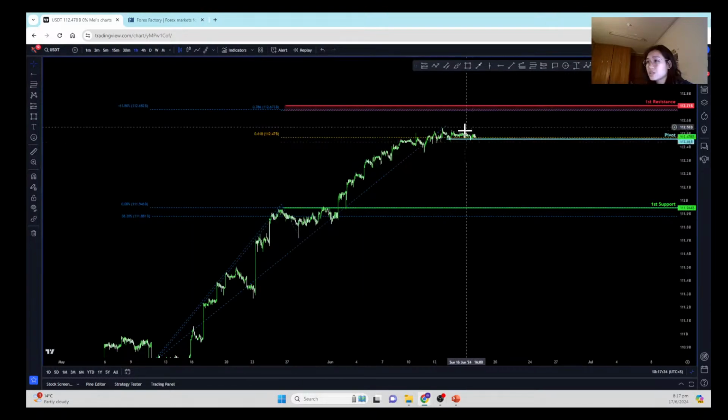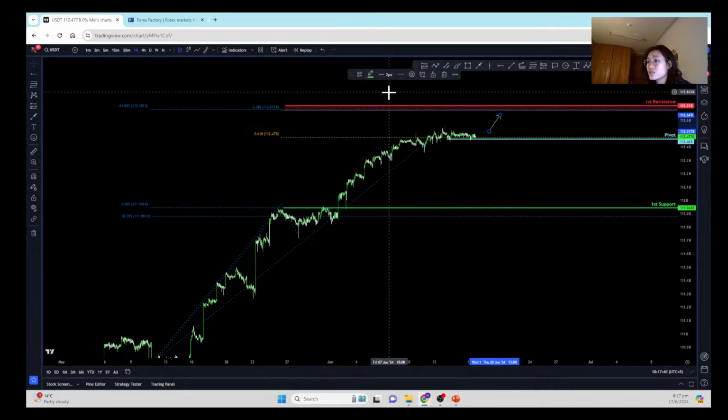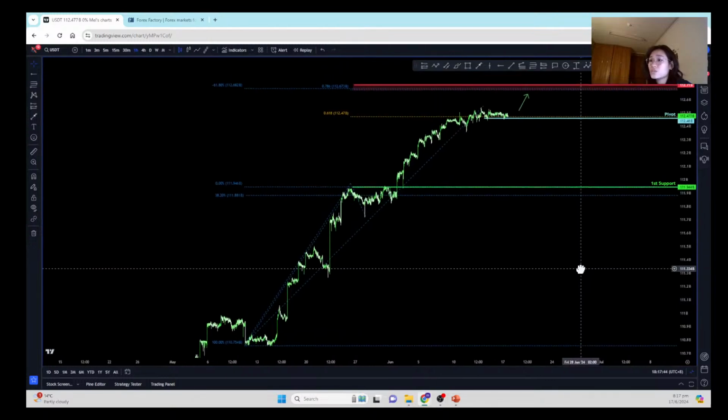Okay, but currently price is testing the pivot level. So if it bounces off, then we're going for a buy towards this first resistance, since the general trend has been pretty bullish so far.